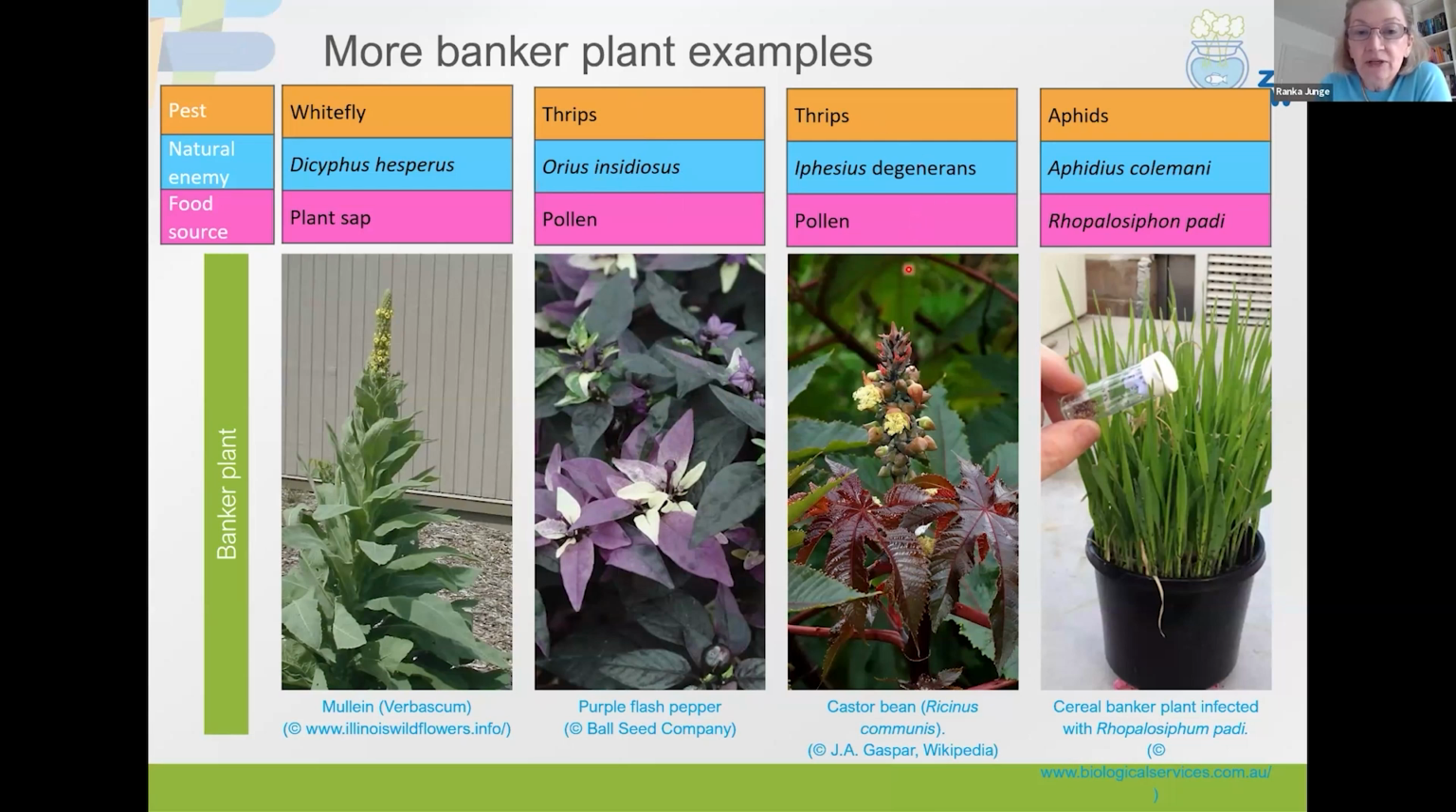Against thrips, you can use pollen of Ricinus, of castor bean, as a food for Amblyseius swirskii. And against aphids, you can use a cereal banker plant, oat or wheat, to host Aphidius colemani. There are companies that sell such little pots, and then separately the food source, and then you cultivate the wheat with the food source, and then these Aphidius will grow on this and eat aphids.